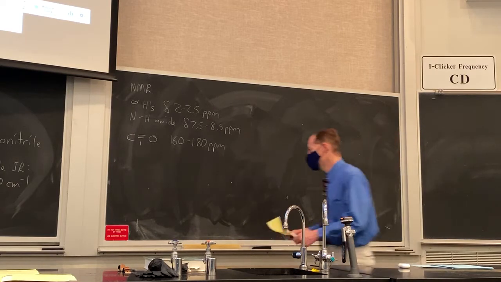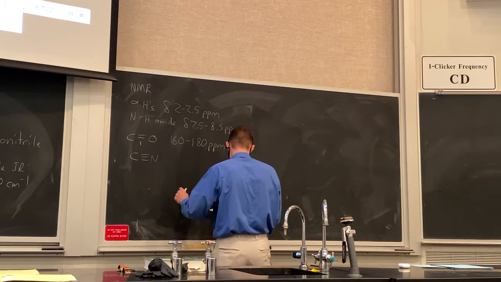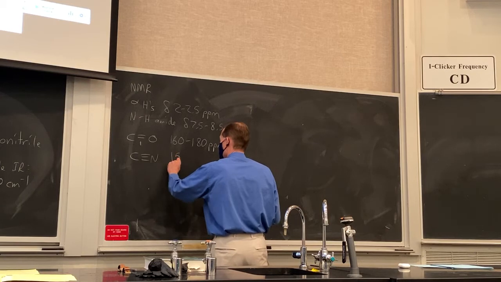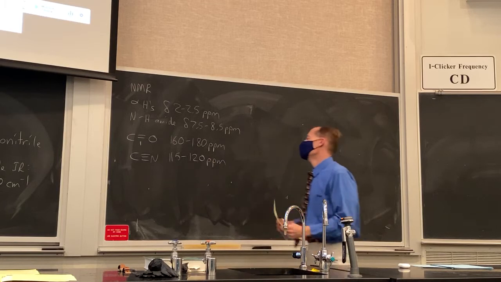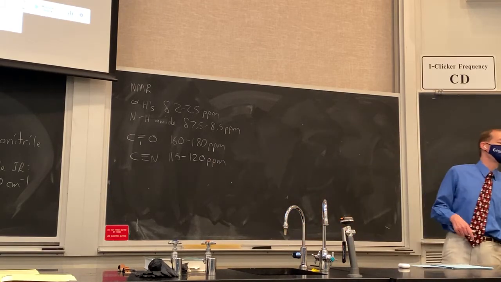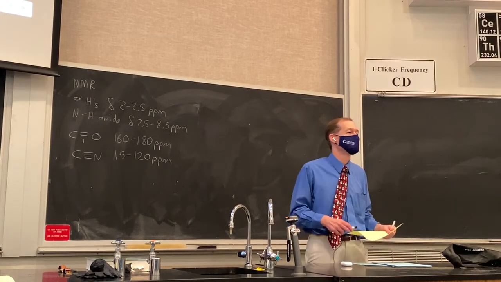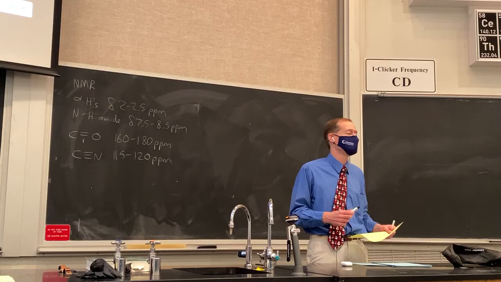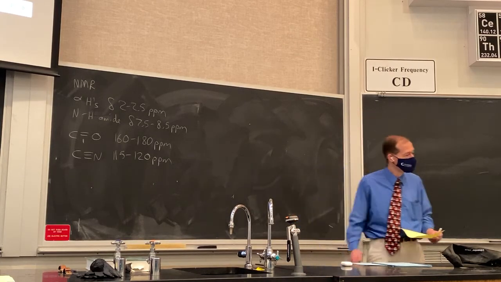And then the nitrile, the carbon of a nitrile, that's going to be at about 115 to 120. And is the carbon of a nitrile going to be upfield or downfield from the carbon of an alkyne? Higher number or lower number than the carbon of an alkyne? Okay, downfield at a higher number.